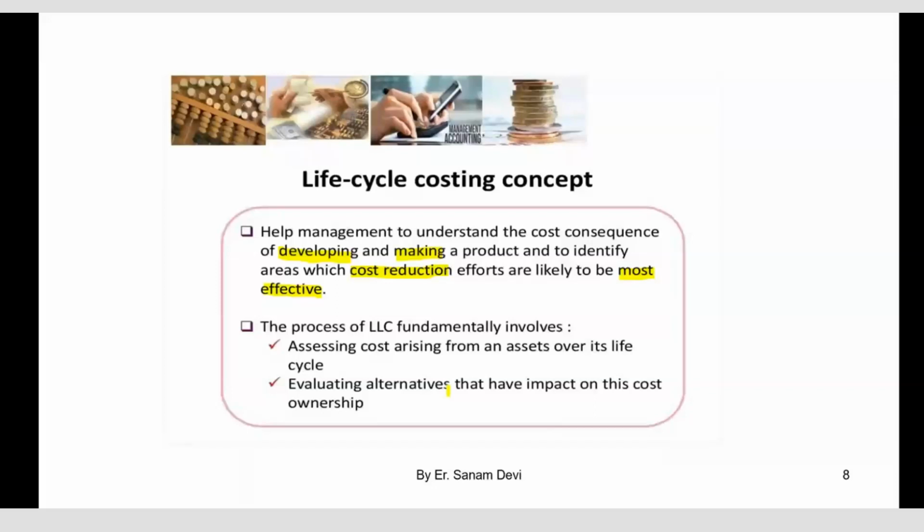For example, the bicycle costs 1 lakh, and I want to buy a car. For example, that car costs 5 lakh. Here suddenly you will think the car is costlier than the bike. But life cycle costing tells that I have to analyze. The initial cost of the bicycle is 1 lakh. The initial cost of my car is 5 lakh.